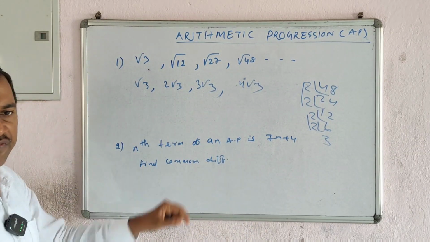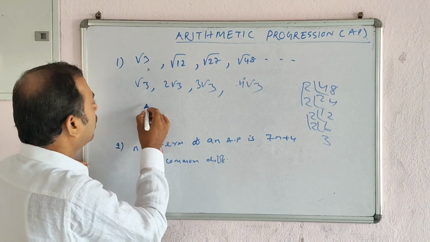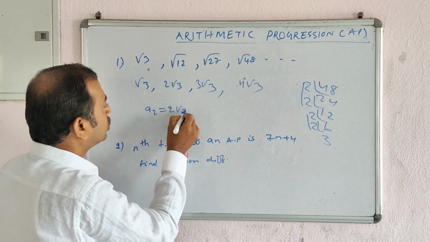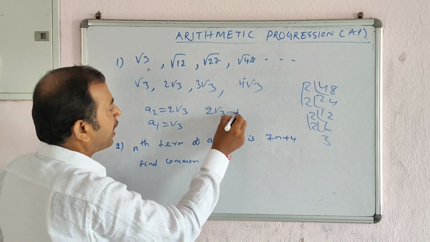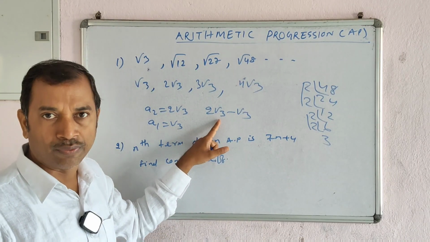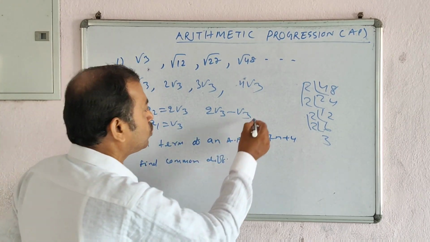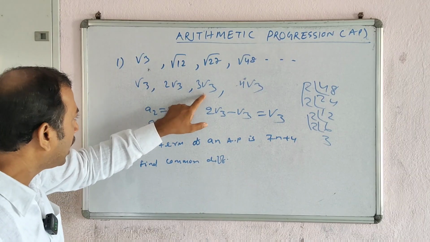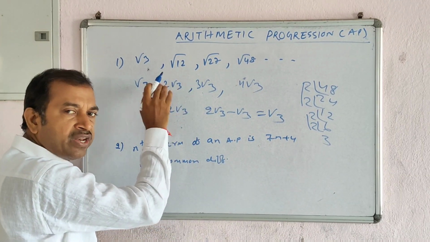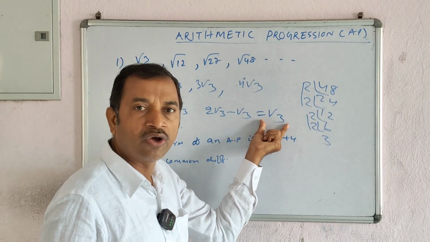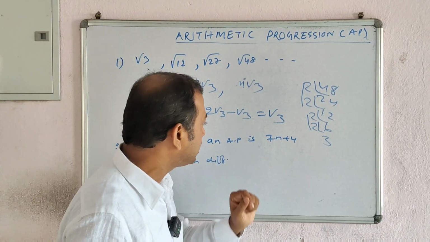Then what is the common difference? How do we find the common difference? The second term minus the first term. So what is the second term? a2 is 2√3. a1 is √3. So take the difference, 2√3 minus √3. How do we subtract? Like terms, like 2x minus x is x. Similarly 2√3 minus 1√3 is √3. Similarly third term minus second term, you can do this also. As it is an AP, all the common differences should be the same. So now d is √3.